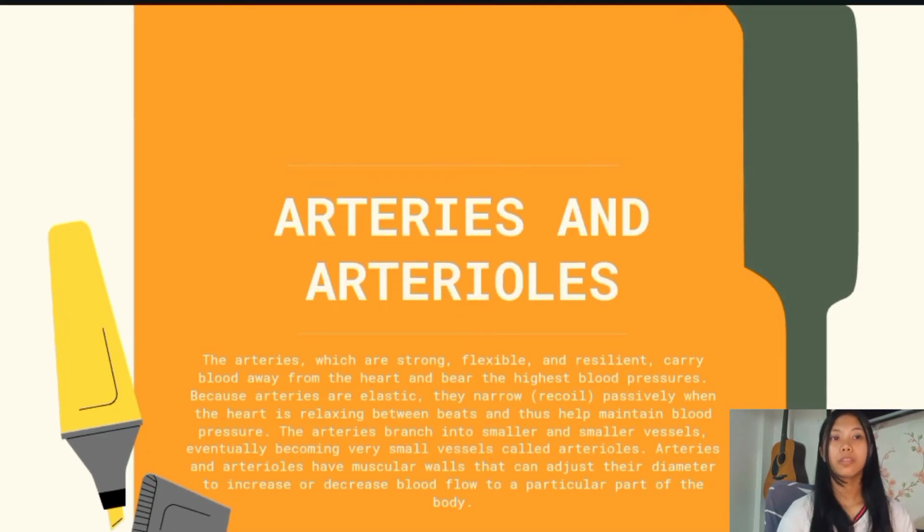Arteries and arterioles. The arteries, which are strong, flexible, and resilient, carry blood away from the heart and bear the highest blood pressures. Because arteries are elastic, they narrow and recoil passively when the heart is relaxing between beats and thus help maintain blood pressure. The arteries branch into smaller and smaller vessels, eventually becoming very small vessels called arterioles. Arteries and arterioles have muscular walls that can adjust their diameter to increase or decrease blood flow to a particular part of the body.